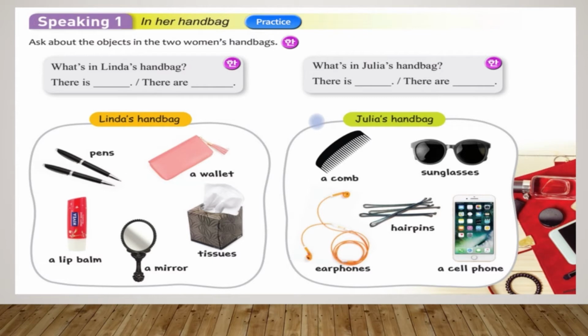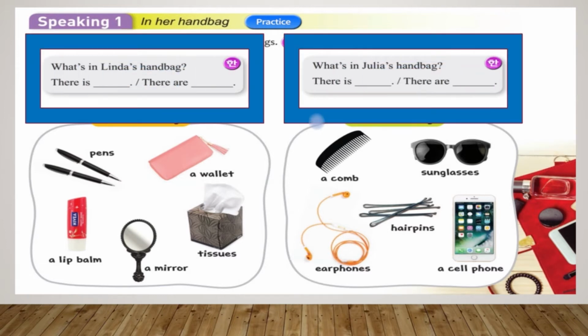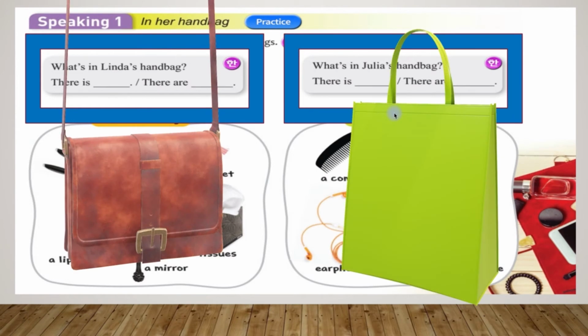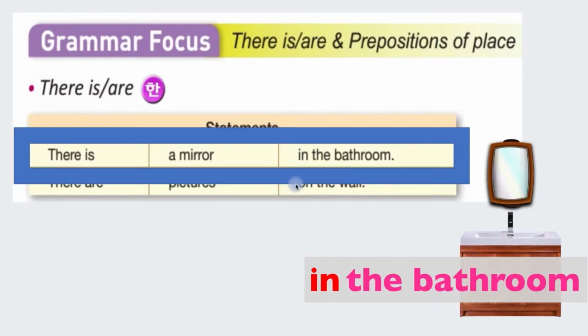And so we're looking at these items and they're talking about what's in their handbag. So you've got Linda's handbag and Julia's handbag. And as we say, we have the things like pens, a wallet, lip balm, a mirror and tissues in Linda's bag. And in Julia's bag, we have a comb, sunglasses, hairpins, earphones and cell phone. And here it talks about handbags. These are bags that people use to carry their things in with their hand.